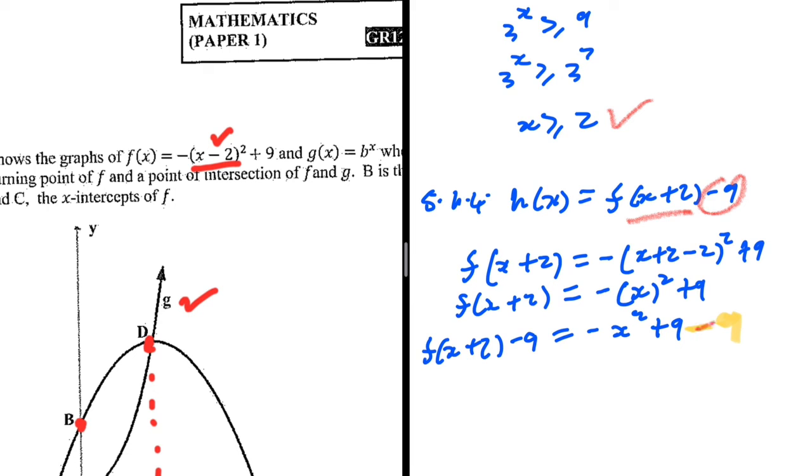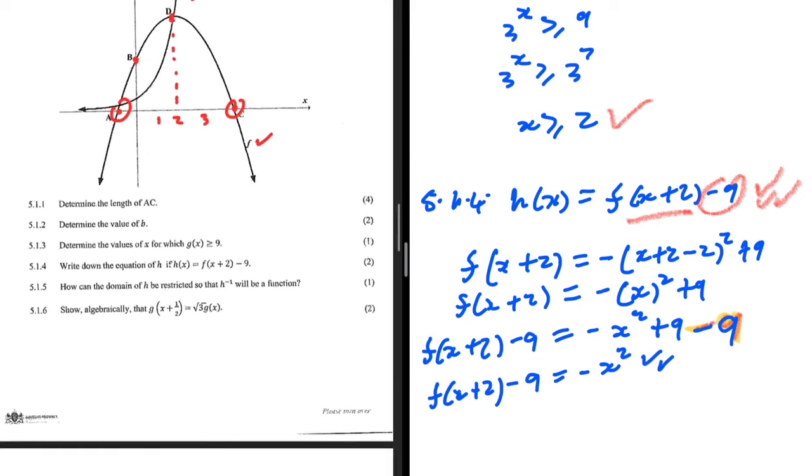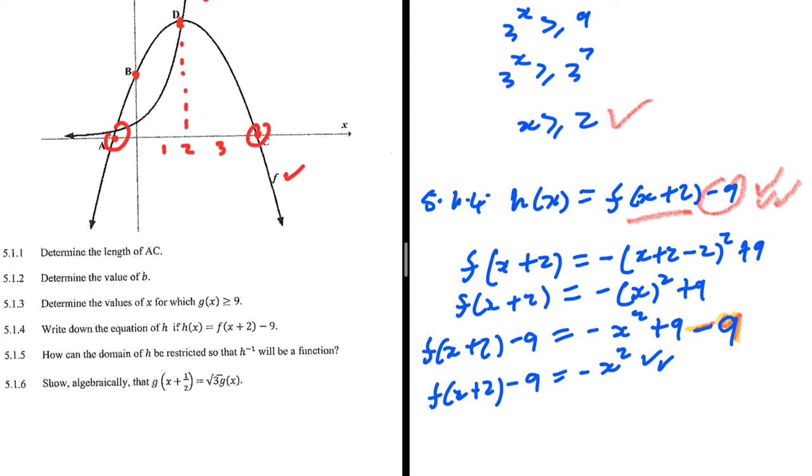The 9 that is here, we are accounting for that. So f of x plus 2 minus 9 is going to be equal to minus x squared plus 9 minus 9, and 9 minus 9 is 0. So there we go. This is f of x plus 2 minus 9. That's 5.1.4. Let's take a look at 5.1.5.